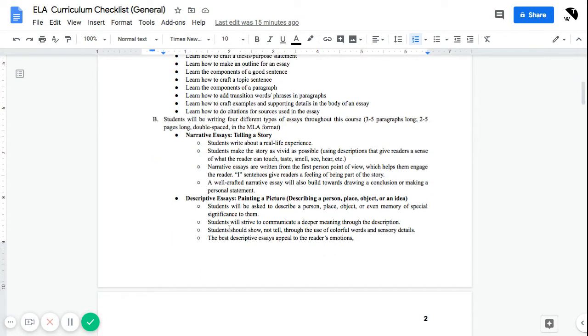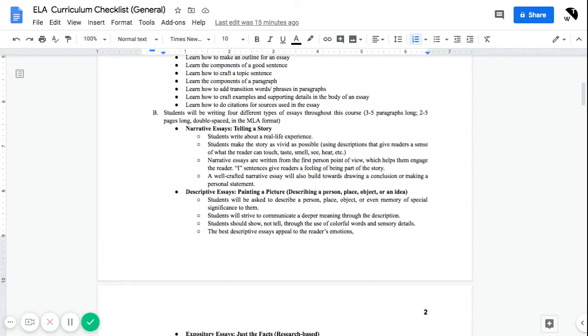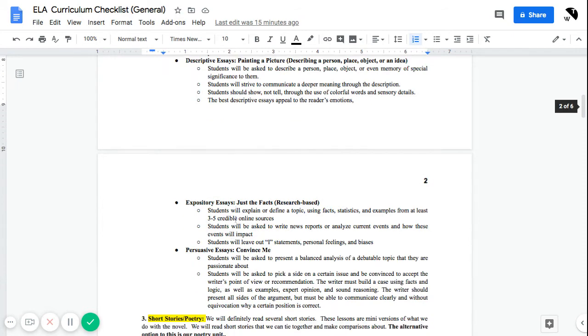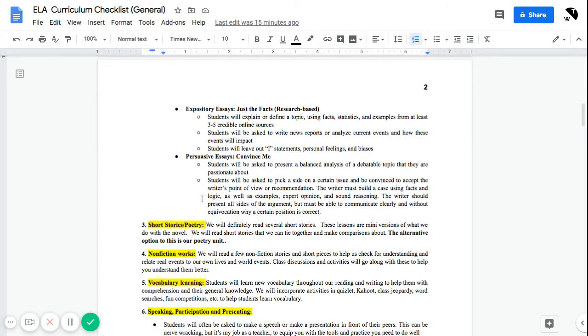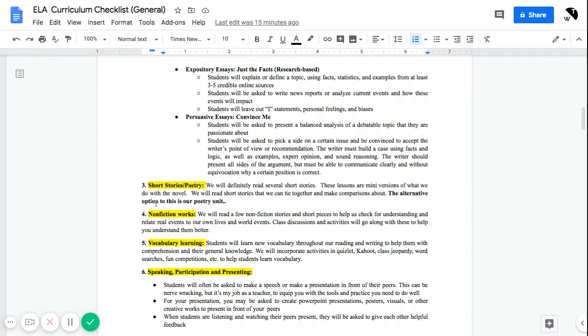And this is where we're painting a picture, we're describing something, a place or an idea. And this is a descriptive essay here. Expository, we're explaining something. This is research based. And these are some criteria that we'll follow. And then finally, you have a persuasive essay where we're trying to convince somebody to take our point of view on something. And then we'll dive into some short stories or poetry.